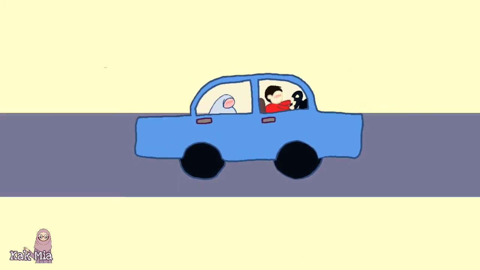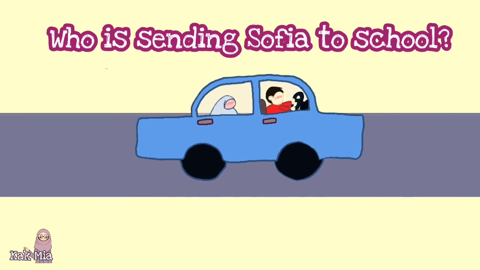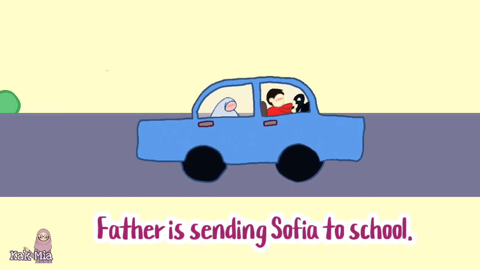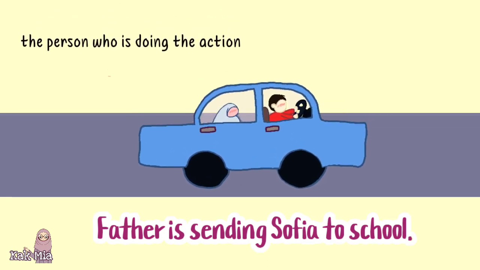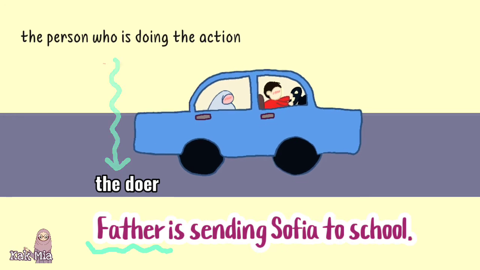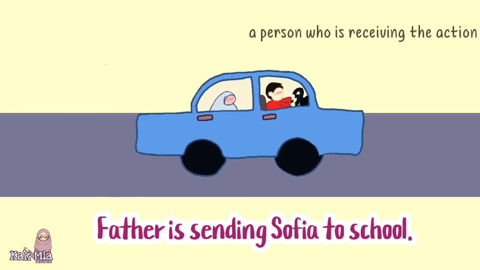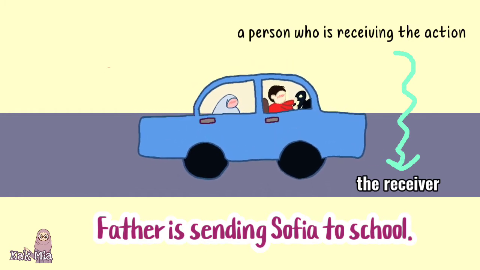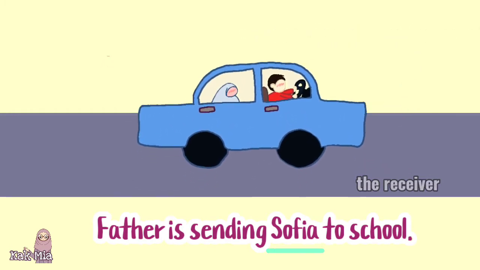Look at the following picture. Who is sending Sophia to school? Father is sending Sophia to school. The person who is doing the action is called the doer. Father is the doer, while a person who is receiving the action is called the receiver. In this sentence, the receiver is Sophia.